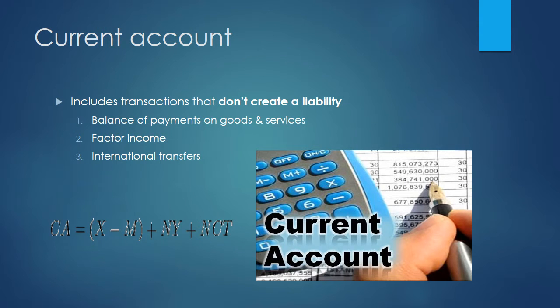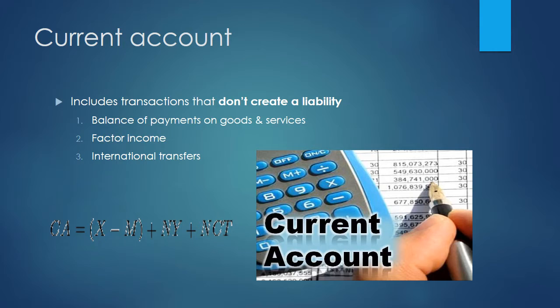All right, so now we're going to look at them a little bit more specifically. We have the current account and financial account. First, we're going to start with the current account. The current account includes transactions that do not create a liability. If you recall from earlier in the year, a liability is a promise to pay somebody money later on. So these are ones that don't create that. These are transactions that as soon as something is bought and sold, that transaction is over forever.